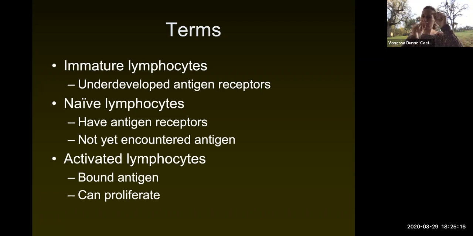So this is a really brief intermediate step. When they find their antigen that they recognize, they bind to it, their match is made in heaven, they have check 1, check 2 in place, and they are ready to divide and conquer. These are called activated lymphocytes, still within that secondary lymphoid organ.